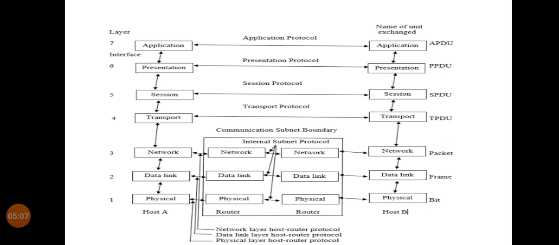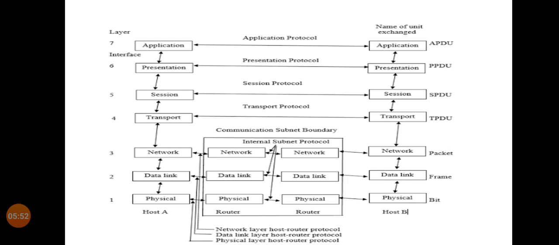Those bottom three layers work on the subnet. You can see that between the two network layers of host A and host B there is the network layer host-router protocol. Like that, there is the data link layer host-router protocol, and between the physical layers the physical layer host-router protocol. For these three bottom layers, this separate subnet is created, and in it the host-router protocols are defined for the respective network, data link and physical layers.